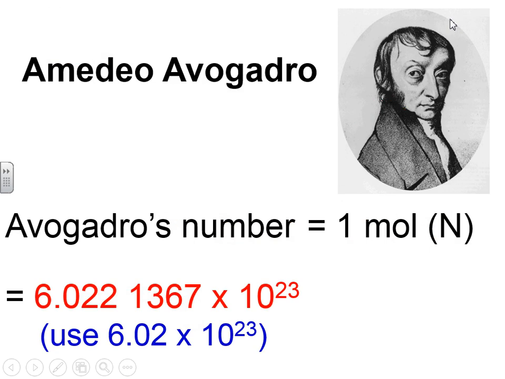The guy that came up with this idea is Amedeo Avogadro, a fine-looking young man. So the exact number is actually, if you want it to 7 decimal places, here it is. But we will be fine with just using 3 significant figures for most of our calculations. 6.02 times 10 to the 23rd.